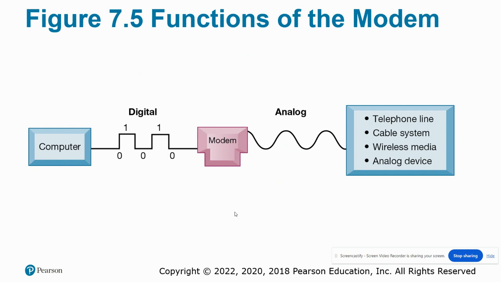Note that digital signals are representations of the 2 binary digits 0 and 1 and are represented logically as on and off electrical pulses.